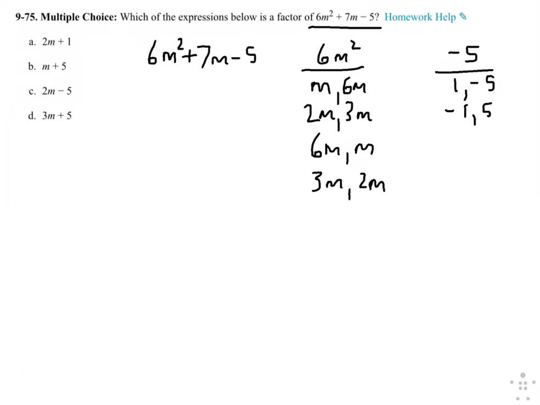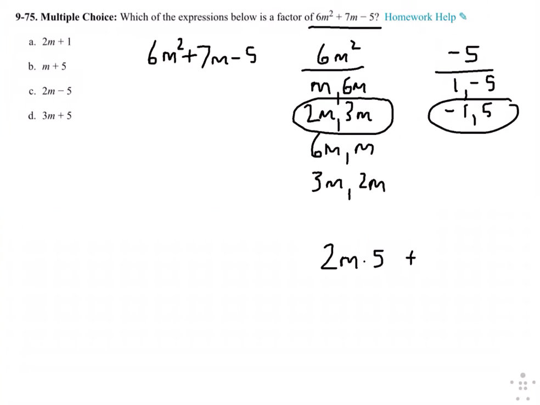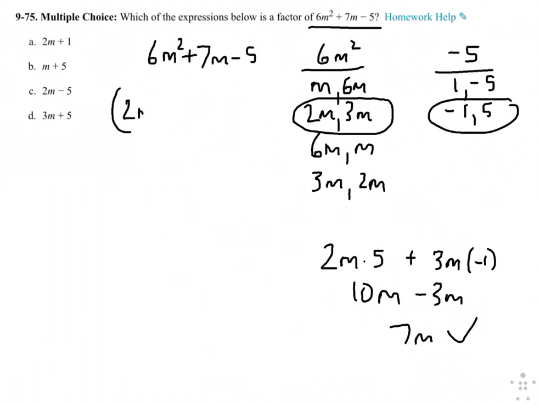So if I go through these, I can see that this one and this one, the outers are 2m, right? If I take the outer ones, that's 2m times 5. And if I add that to the inners, which is 3m times negative 1, that's 10m minus 3m is 7m, right? So that one works. So this factors to 2m and 3m, and then minus 1 and plus 5.